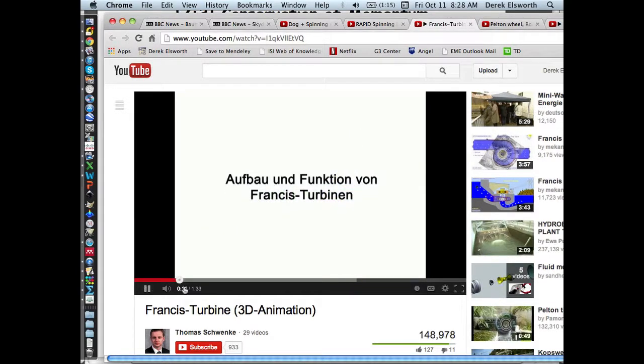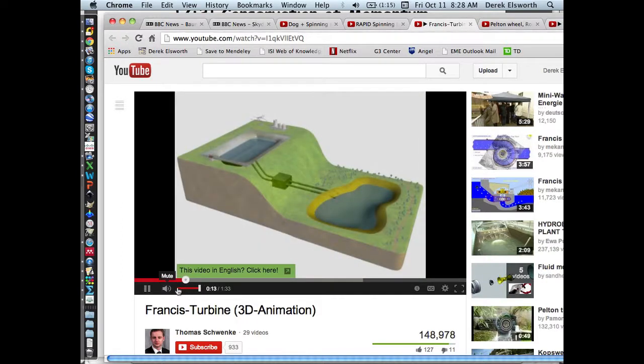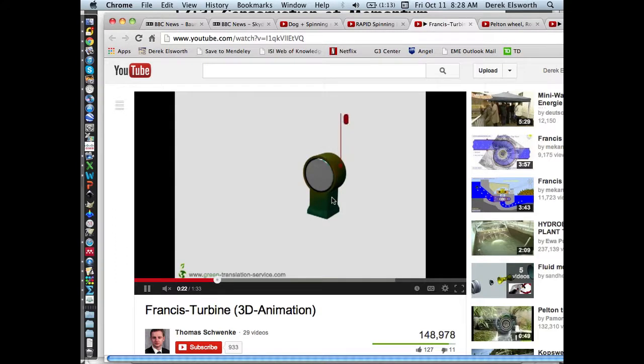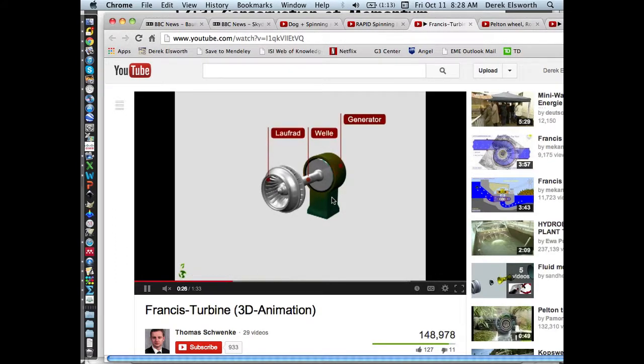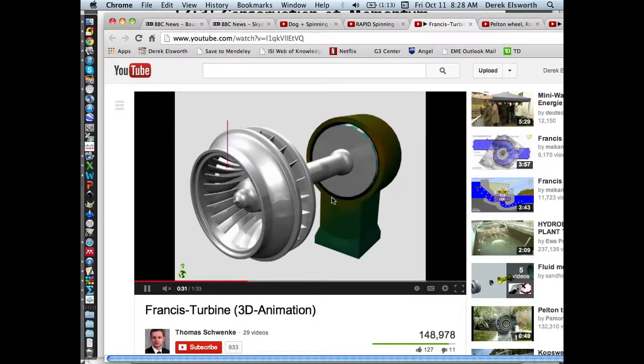It's in German as well, so Francis turbines. It won't help you. So this is the idea. You have a dam with a reservoir, upstream reservoir, downstream reservoir. You run it through a turbine at mid-height. You take potential energy, turn it into kinetic energy, and then turn that kinetic energy, which is linear, into rotational motion, which is then turned into electricity.